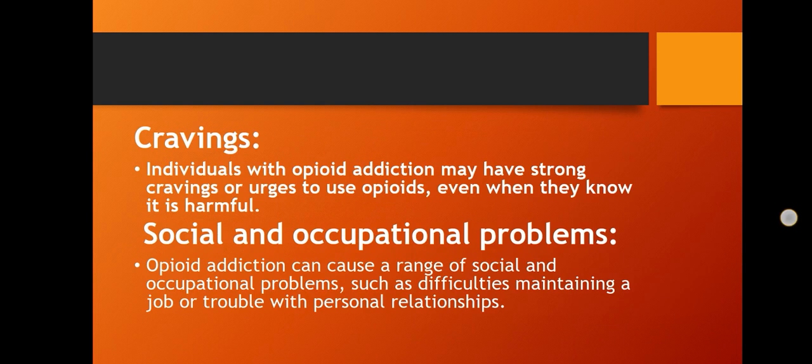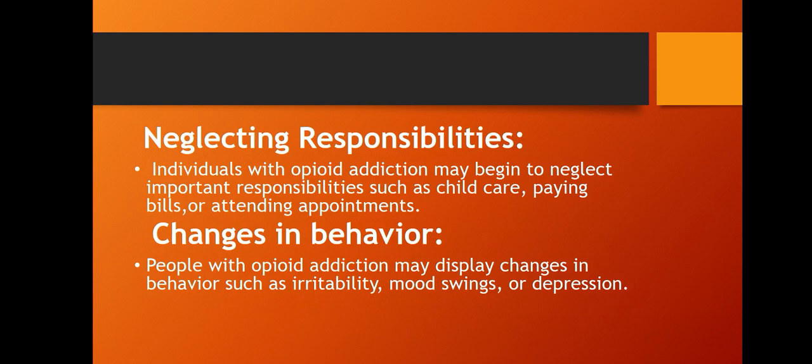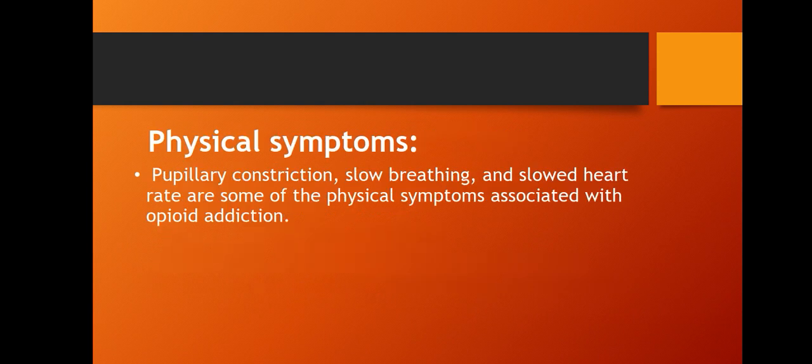Neglecting responsibilities: individuals with opioid addiction may begin to neglect important responsibilities, such as childcare, paying bills, or attending appointments. Changes in behavior: people with opioid addiction may display changes in behavior, such as irritability, mood swings, or depression. Physical symptoms: pupil constriction, slow breathing, and slowed heart rate are some of the physical symptoms associated with opioid addiction.